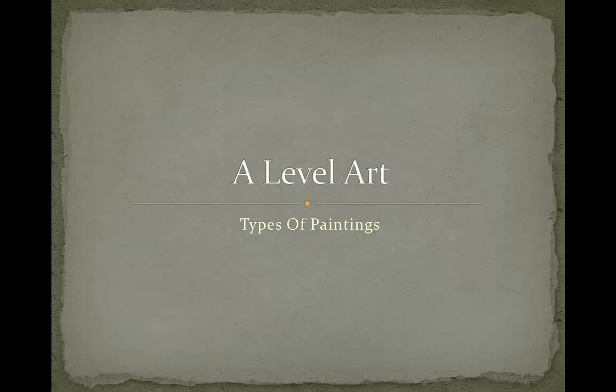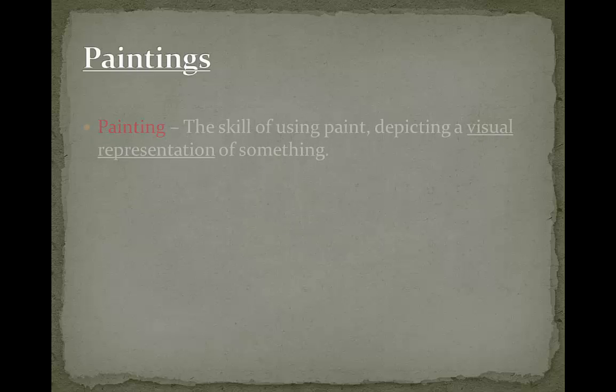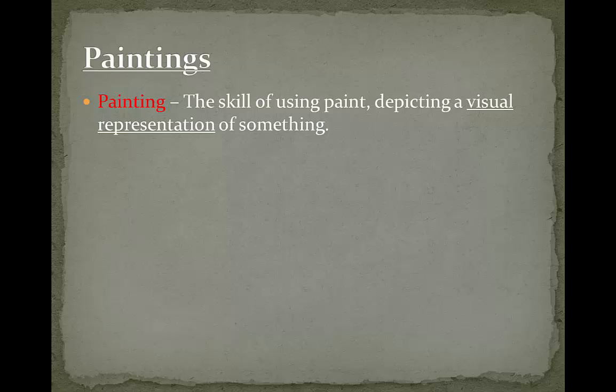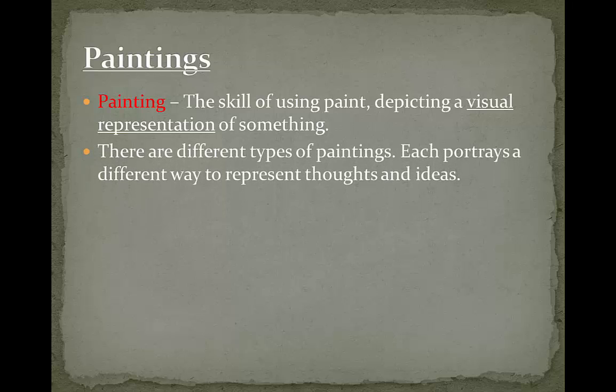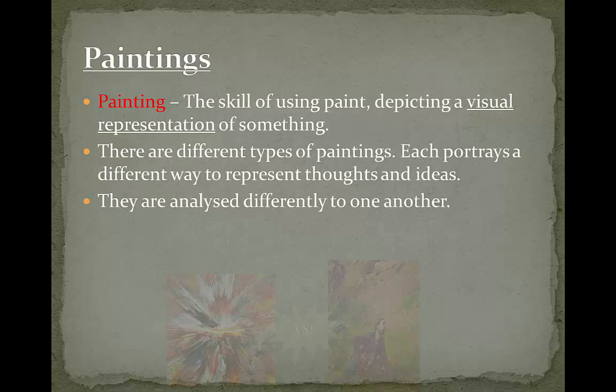Today we'll be looking at the different types of paintings. The definition of the word painting is the skill of using paint, depicting a visual representation of something. There are going to be different types of paintings that you're going to come across in your course, and each portrays different ways to look at thoughts and ideas. Now, they're going to be analysed differently to one another, so throughout this video we're going to look at the different styles of painting which artists are going to be using in your course.